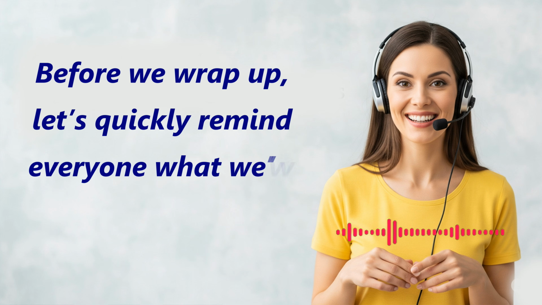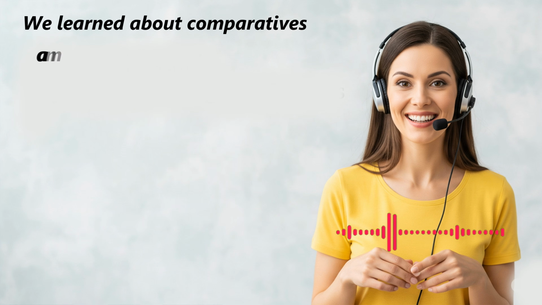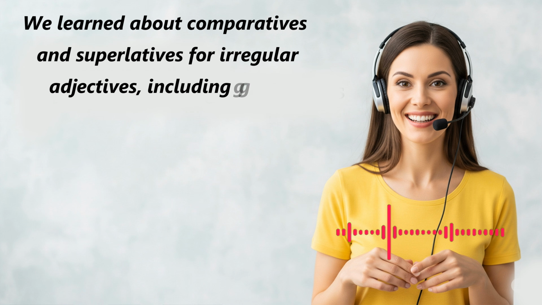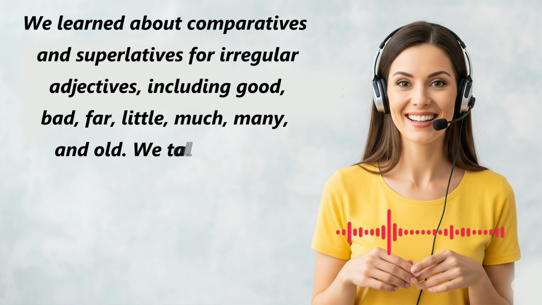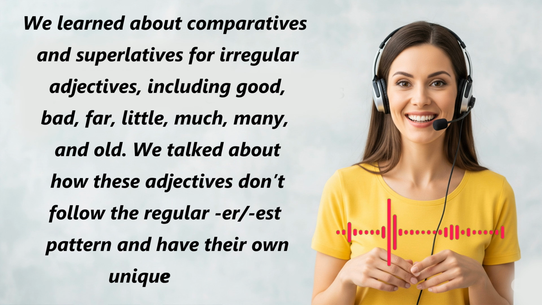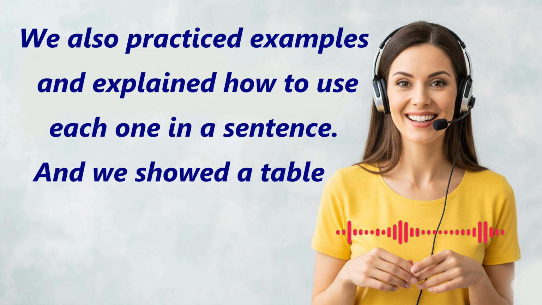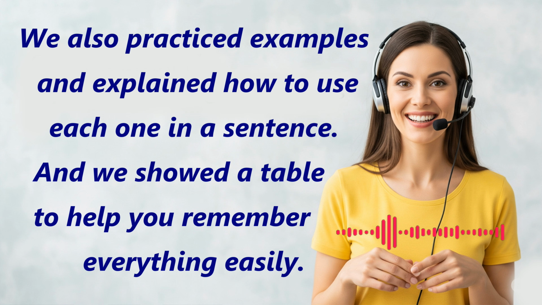Before we wrap up, let's quickly remind everyone what we've learned today. We learned about comparatives and superlatives for irregular adjectives, including good, bad, far, little, much, many, and old. We talked about how these adjectives don't follow the regular est pattern and have their own unique forms. We also practiced examples and explained how to use each one in a sentence. And we showed a table to help you remember everything easily.